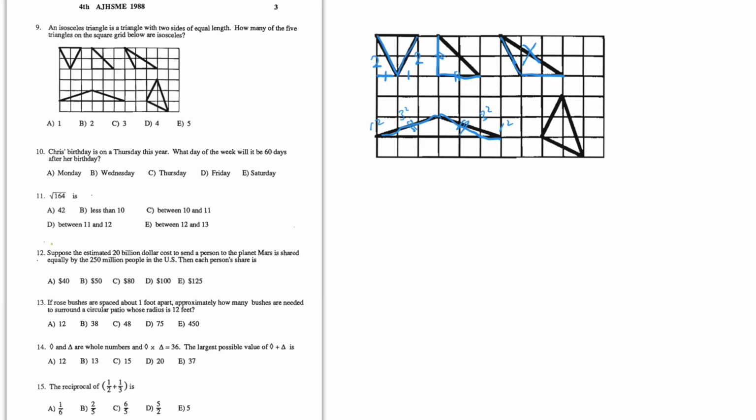And the last one, this side is the square root of 1 squared plus 2 squared. We got this one, square root of 5. The bottom one, still the square root of 2 squared plus 1 squared. Still, these 2 sides are equal. So how many total? Only the one is not isosceles. Therefore, 4 triangles are isosceles triangles. So the answer is D.